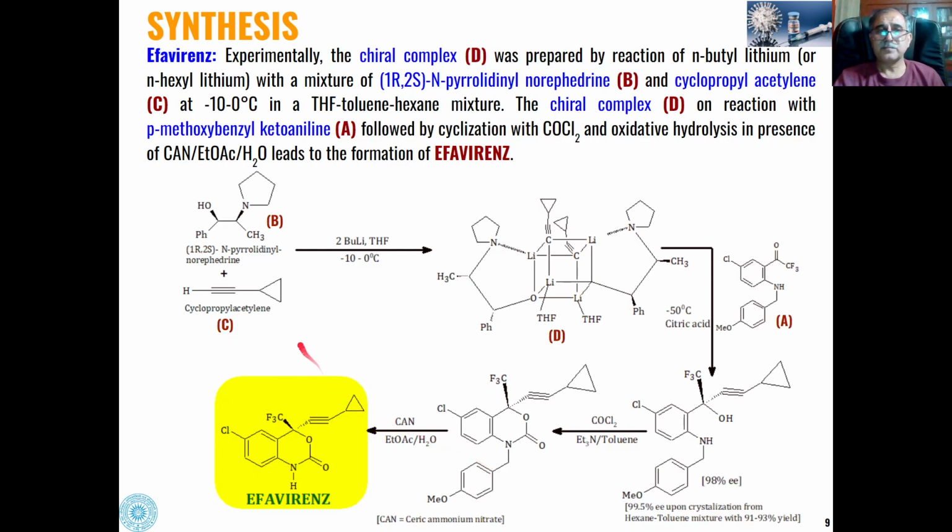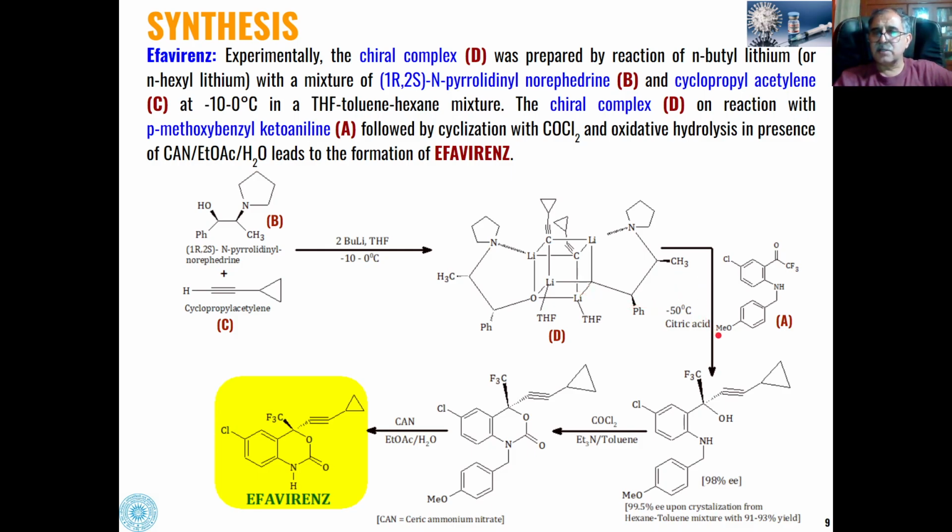Then in the first step, N-pyrrolidinyl norephedrine and cyclopropyl acetylene are reacted in the presence of n-butyl lithium in THF at a very low temperature, of the order of -10 to 0 degrees centigrade. And when these two react with each other in the presence of a strong base, such a type of chiral complex is formed.